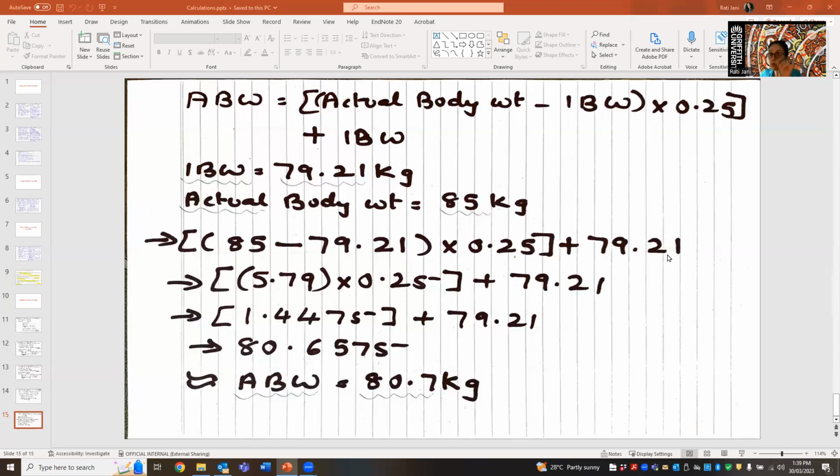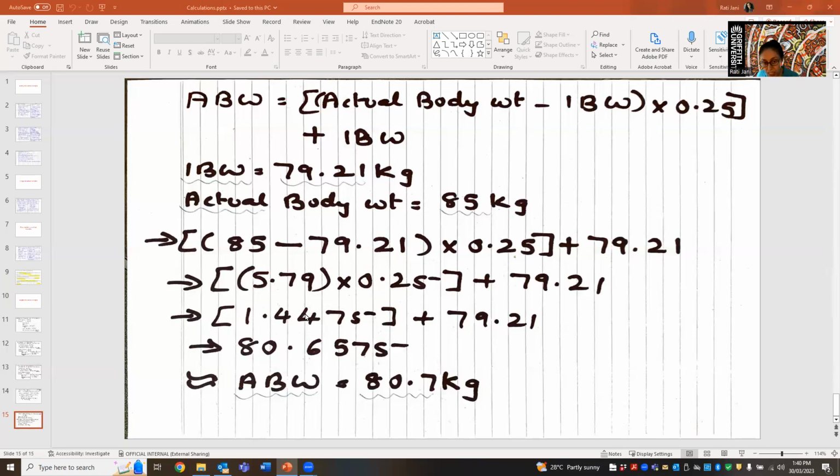Now you have to follow the BODMAS rule, meaning solve what is there in the bracket first. So subtract 79.21 from 85, and you will get this number. Then you multiply this number into 0.25. So solve this equation using the BODMAS rule. If you don't know what BODMAS is, try to YouTube it so you can refresh your basic elementary maths. So 5.29 into 0.25 is solved, which is 1.4475. So all of these bracket things are solved.